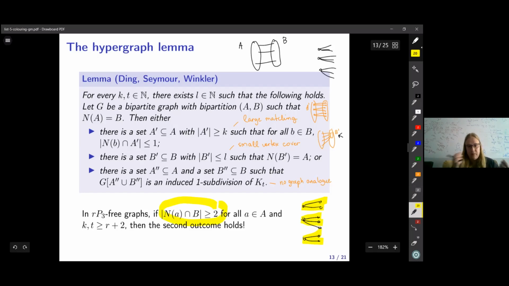But if we assume that each vertex in A has at least two neighbors in B, then we always get a small set B prime, such that every vertex in A has a neighbor in B prime. And if you have seen coloring before, this is kind of like a dominating set, and so we like it a lot. It's good for all sorts of things.